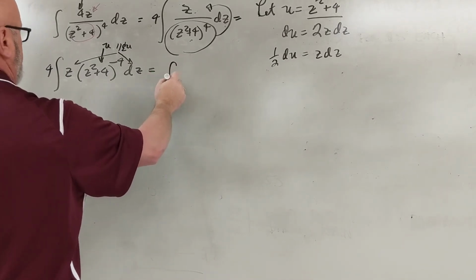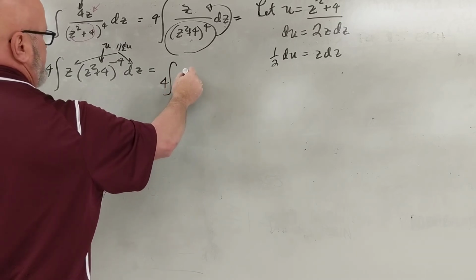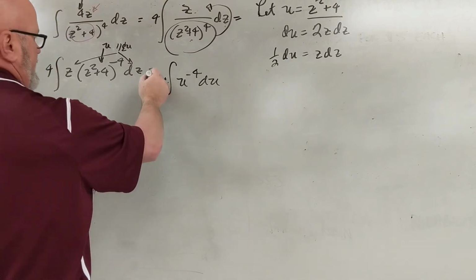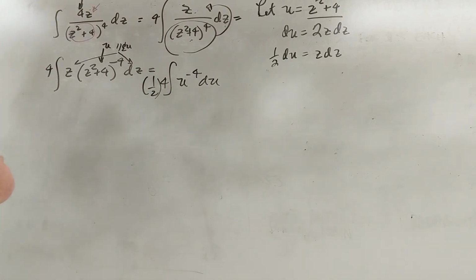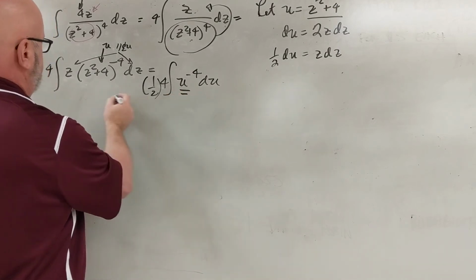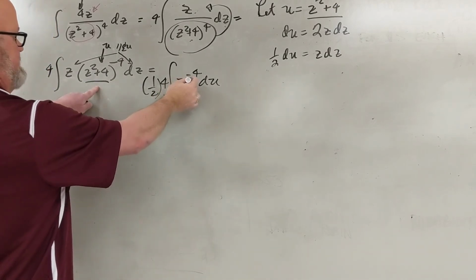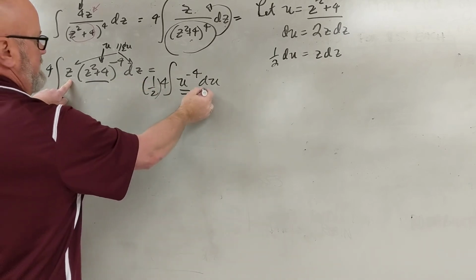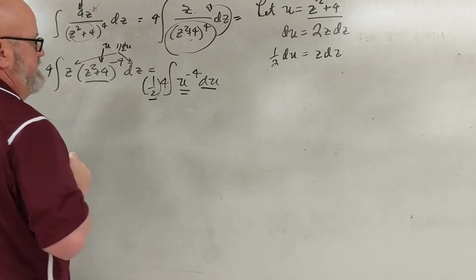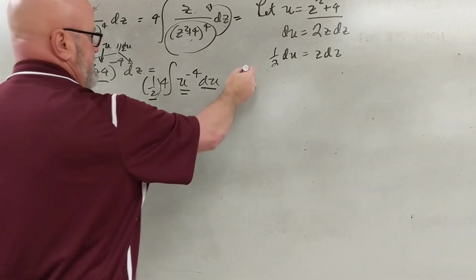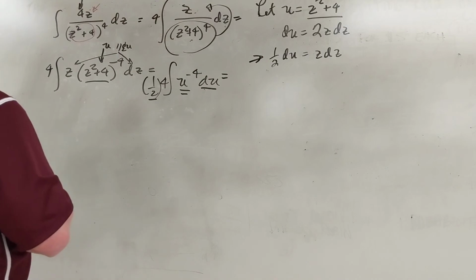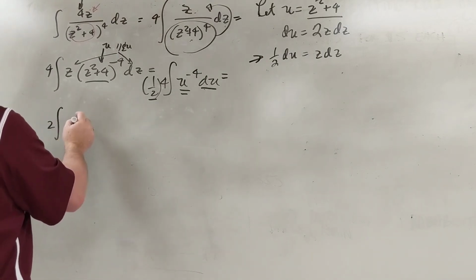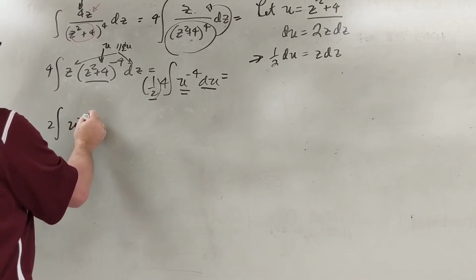So the problem now looks like this. I've got my 4 out here, and I have my u to the negative 4 power, and then when I put my du in there, and my 1/2 down here, that covers for this. So the u here, that is this. The exponent goes on that. This 4 was already out here. The z dz is now taken with the 1/2 du, which was this substitution right here. So let me clean that up a little bit. 1/2 times 4 is 2. U to the negative 4 du.